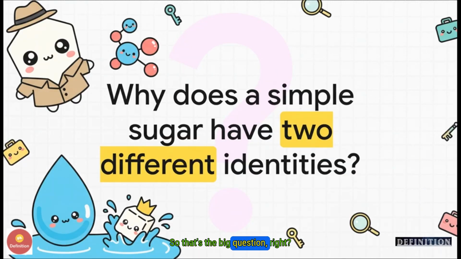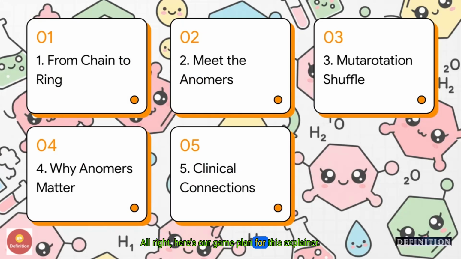So that's the big question, right? How can one single molecule have two distinct identities? It's kind of like a chemical secret agent. To figure this out, we need to take a close look at what happens the moment a sugar like glucose hits the water. All right, here's our game plan for this explainer.